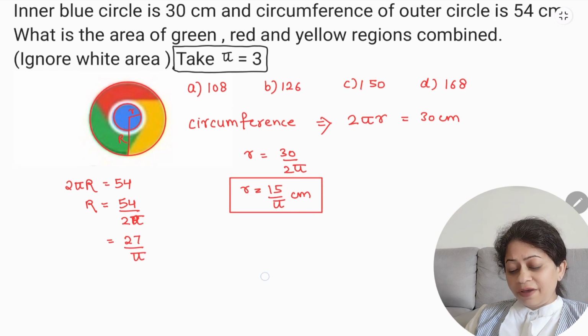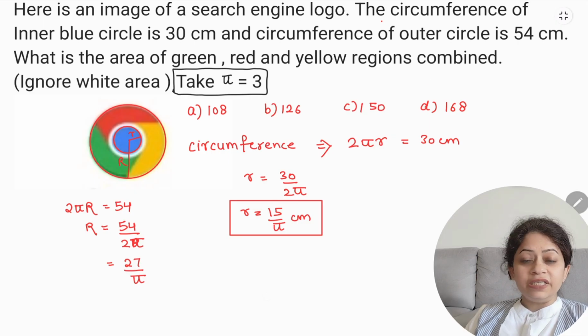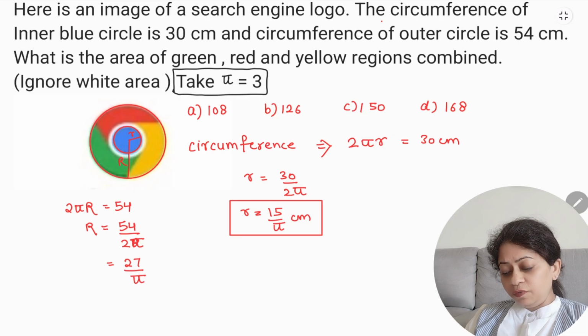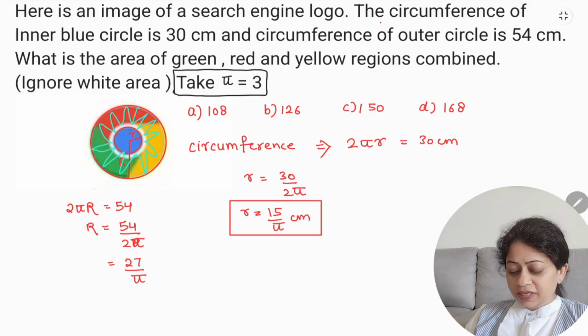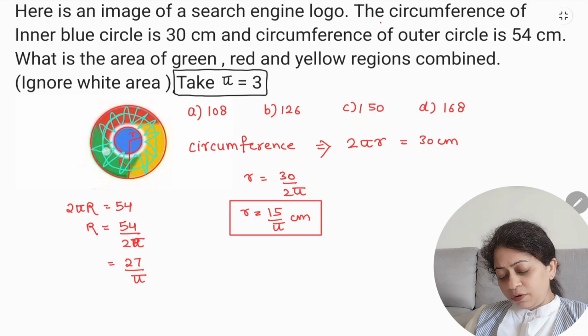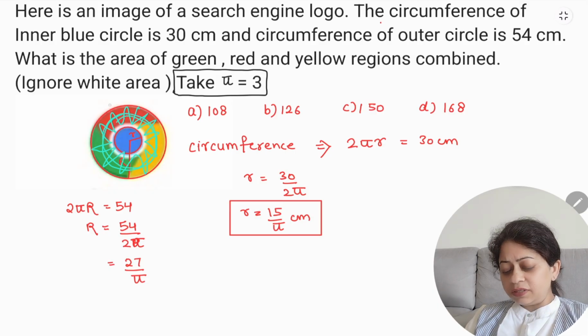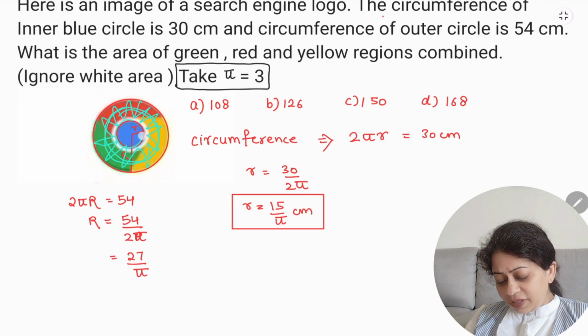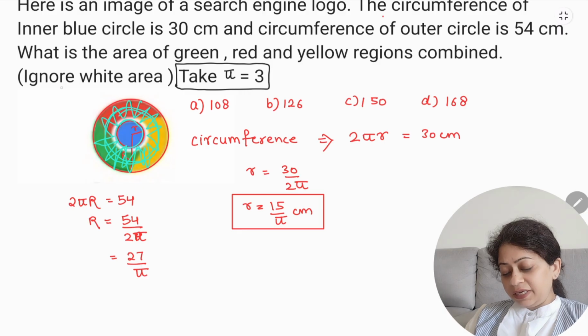Okay, now I will read the question further. They say, what is the area of the green, red and yellow regions combined? That means we need to find out this area, green, yellow and red regions combined, right? This area, that means we need to figure out the area of this ring actually. So if I find out the area of the bigger circle and I subtract the area of this smaller circle, I will get the area of the ring, right? And they say ignore the white area. This white area we can ignore.